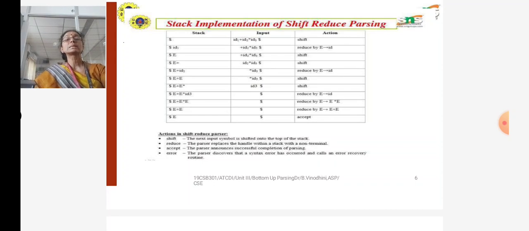When we have the accept, it means the stack contains a dollar and the start symbol, and the input buffer contains a dollar, so we reach the accept state. These things are entered into the parsing table. In the parsing table we have shift, reduce and accept functions, and the remaining entries are called the error function. This is the way shift reduce parsing is implemented using the stack.